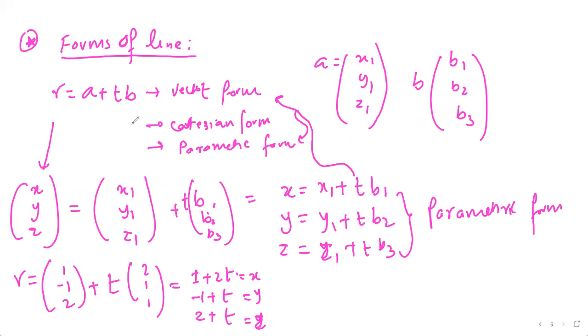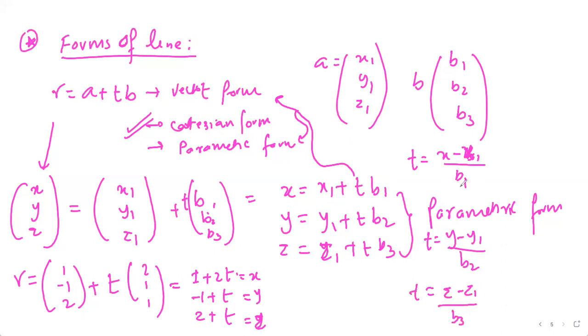Second form is the Cartesian form. Actually, Cartesian form is something that we have always studied, which is in terms of only x, y, z. So now if I make t the subject from here, it will be (x minus x1) upon b1, and similarly t is (y minus y1) upon b2, and similarly t will be (z minus z1) upon b3. So if you just solve for t, you will get these respective equations that I have written.